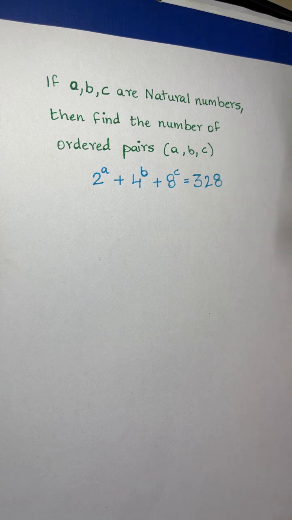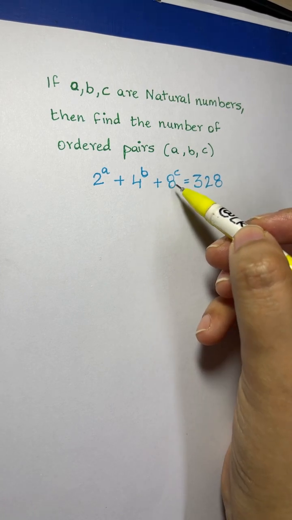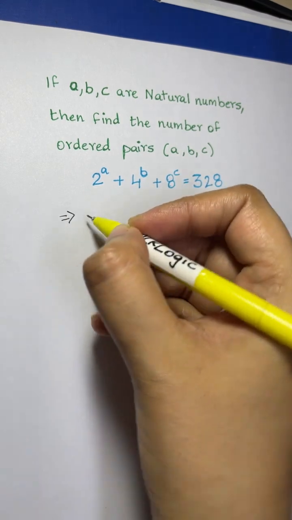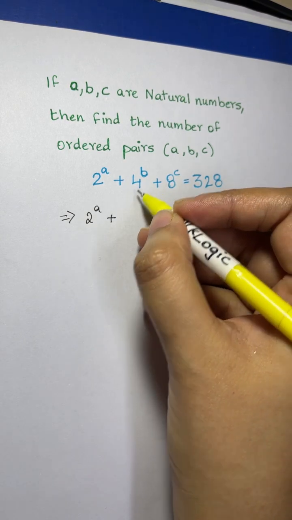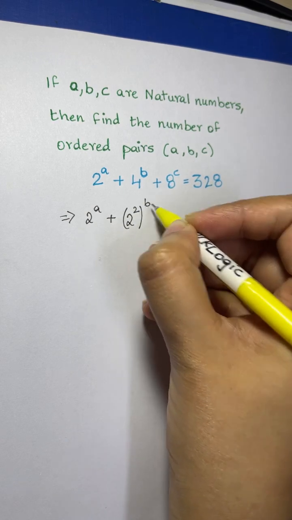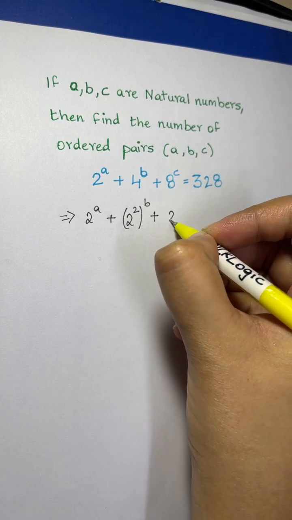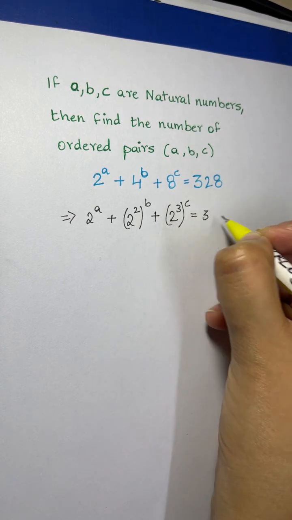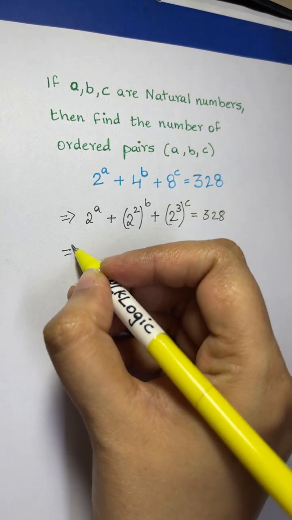For this we're going to start with substituting 4 and 8 with a base of 2. So let's write it down. In the first step we have 2 to the power of a plus 4, which can be written as 2 squared. So we can write it as 2 to the power of 2, whole to the power of b, plus 8, which can be written as 2 cubed, so 2 to the power of 3, whole to the power of c, equals 328.